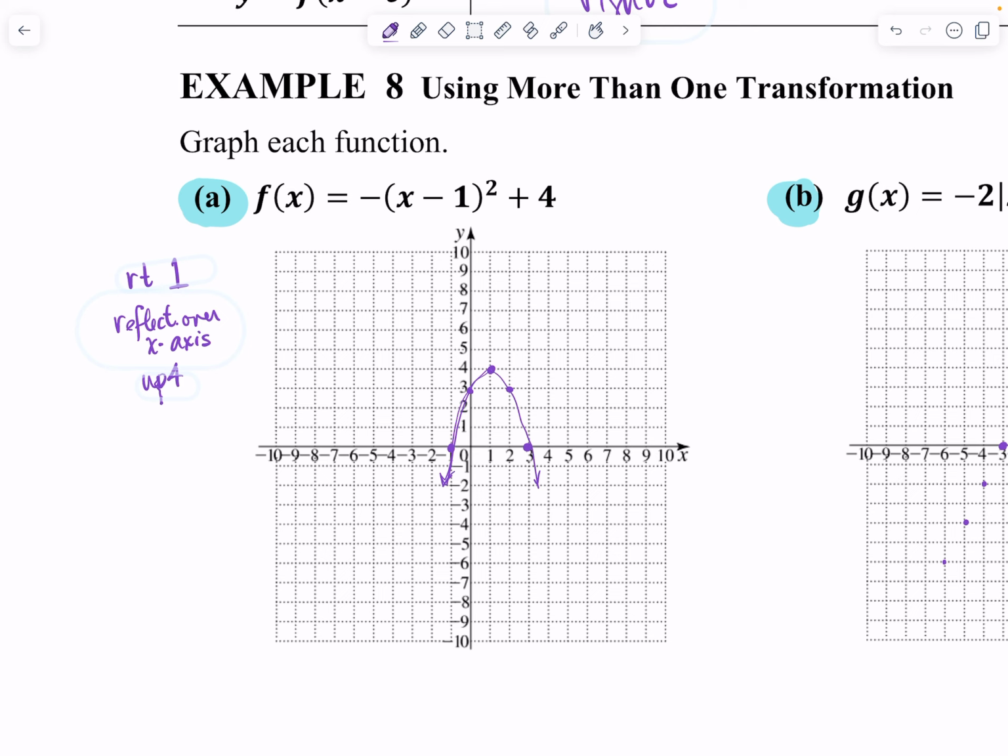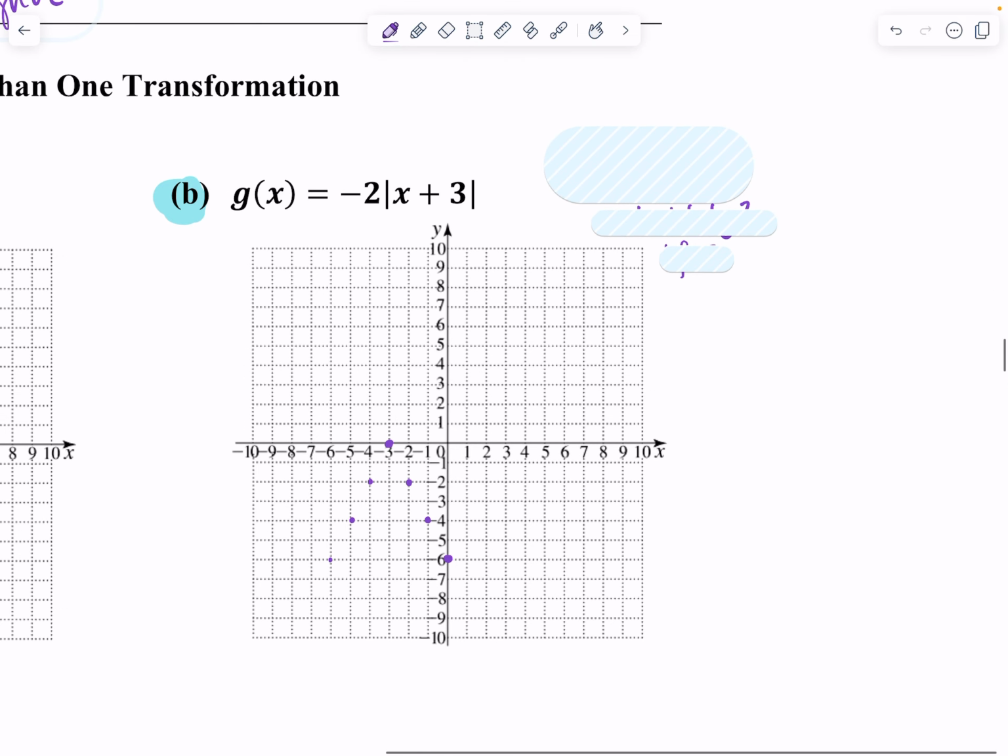All right, moving over here to this one. Notice that the negative in the front is going to cause a reflection. The inside is going to cause us to move to the left 3, and this 2 on the outside is going to be a vertical stretch.